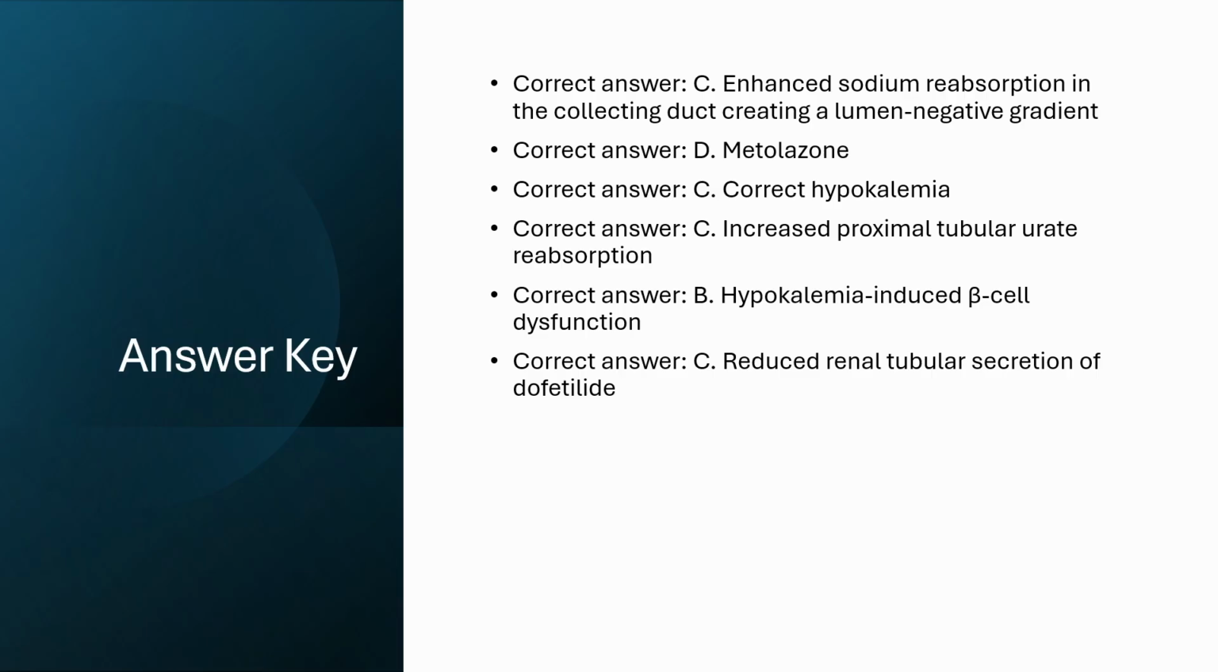The answer to number 4 was C, increased proximal tubular urate reabsorption. The answer to number 5 was B, hypokalemia-induced beta cell dysfunction. And the answer to question number 6 was C, reduced renal tubular secretion of dofetilide.